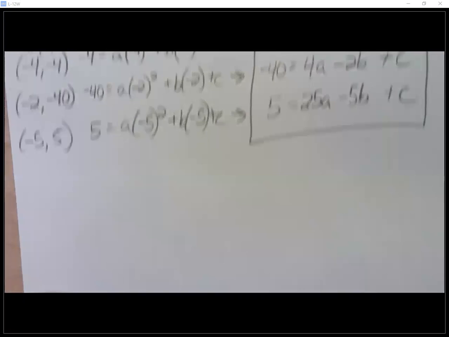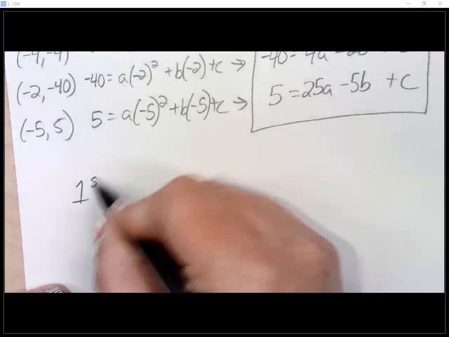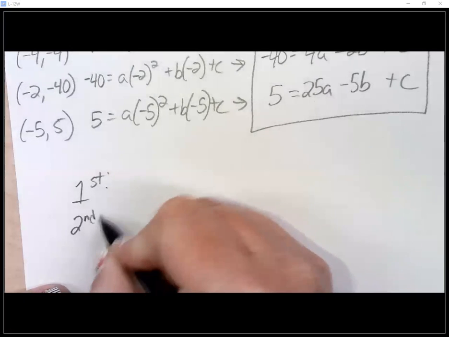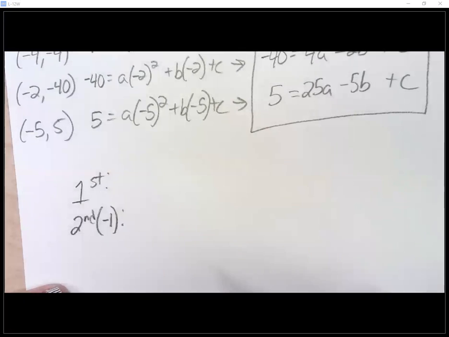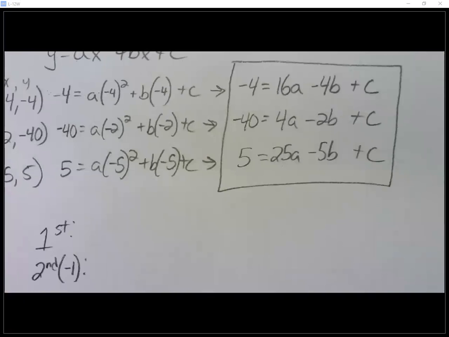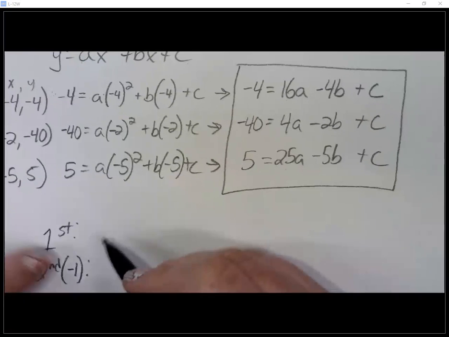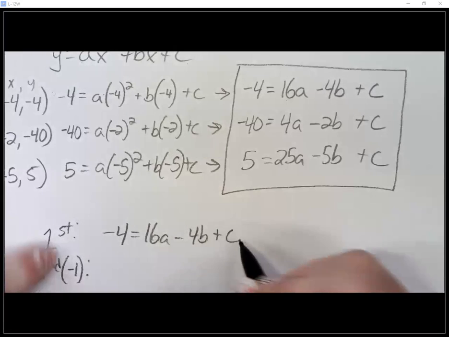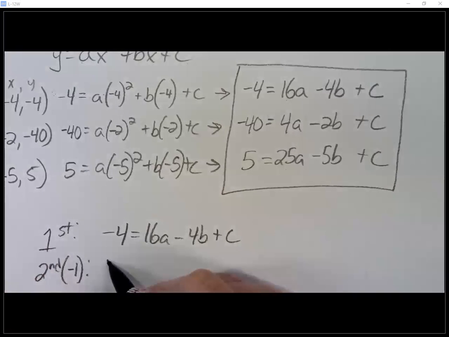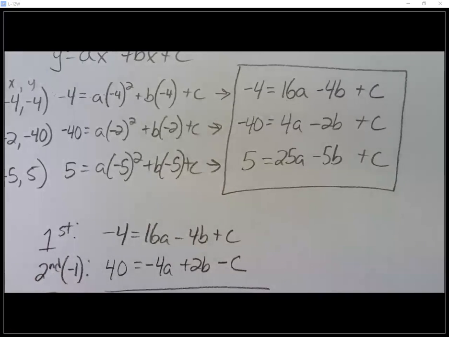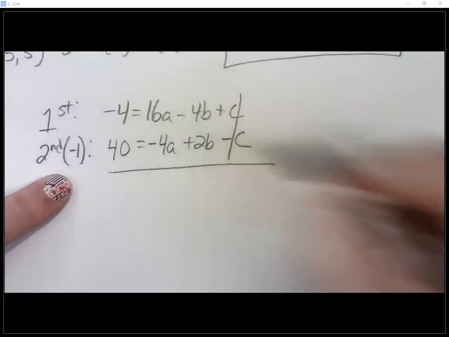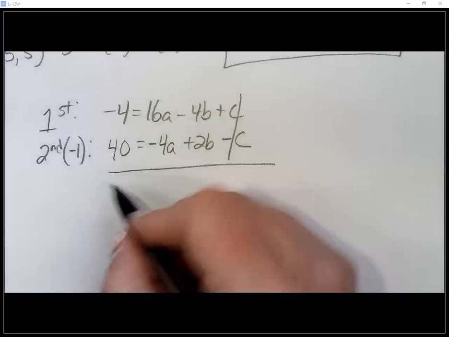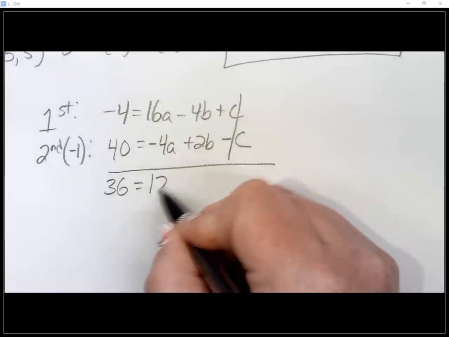So I'm going to take my first equation as it is, and then I'll take my second and I'll times it by a -1. Doing that is going to cancel out the C's. So I'll recopy the first one as it is: -4 equals 16a minus 4b plus c. Now I'm going to do the second equation all times a -1. So now it's positive 40 equals minus 4a plus 2b minus c. See why we do that? Because now those c's are going to cancel. And then if I add the others, I should get 36 equals 12a minus 2b.